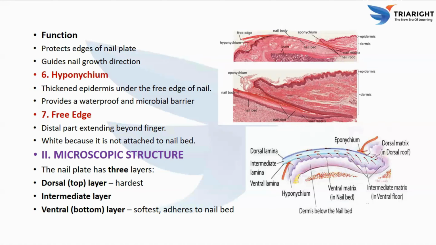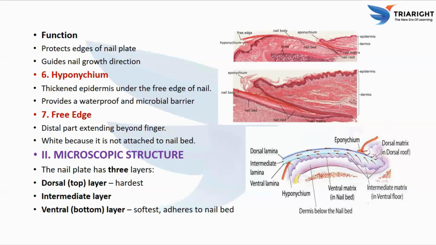So why again is the free edge white? Because the free edge is not attached to the nail bed. So blood vessels underneath are not visible, making it appear white. So this free edge helps in scratching, cutting and also gripping small objects. So excessively long free edges can trap microbes. Hence nail hygiene is essential.